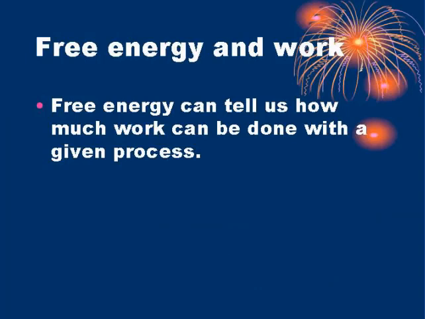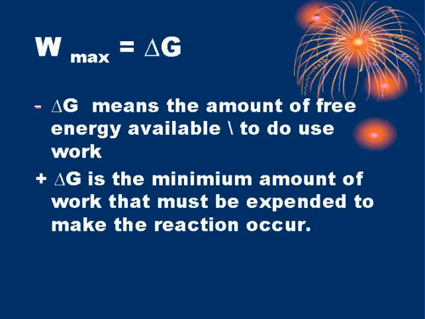So delta G, or free energy, is telling us how much work can be done with a given process. A negative delta G means the amount of free energy available to use as work. While if you have a positive delta G, then that value is the minimum amount of work that must be expended to make a reaction occur.